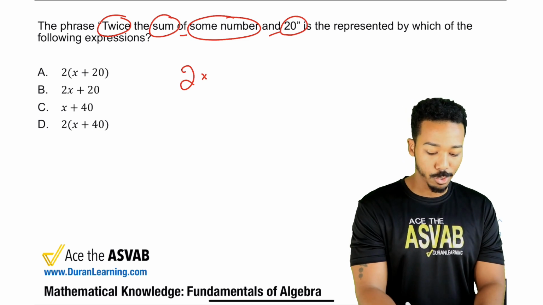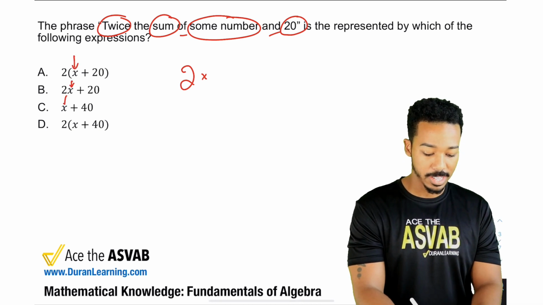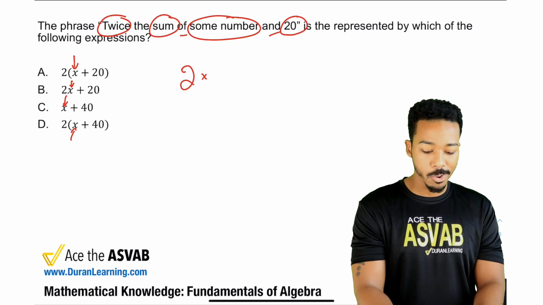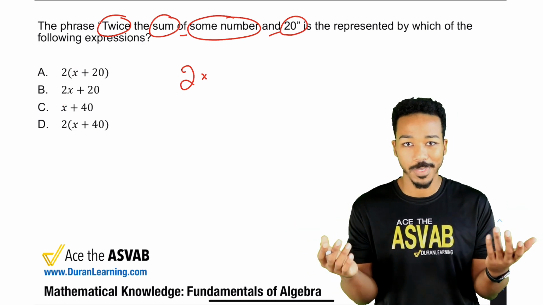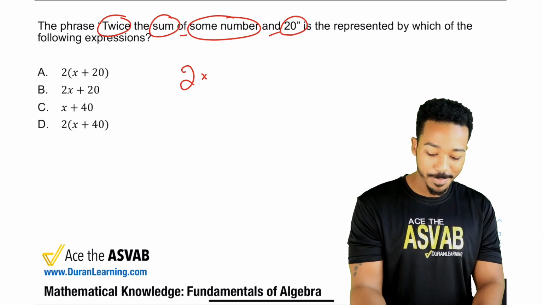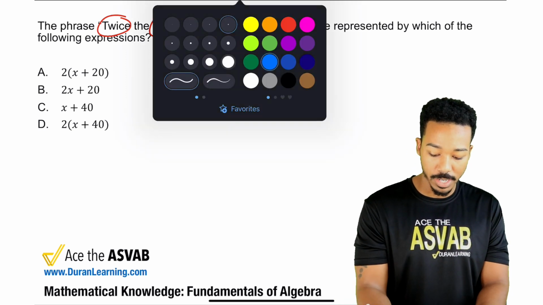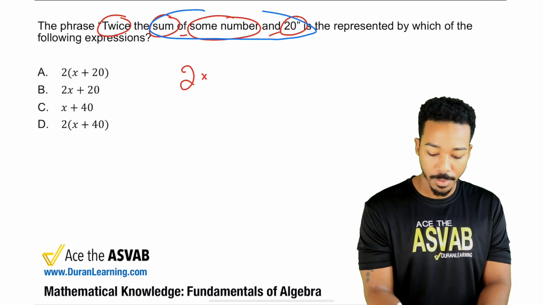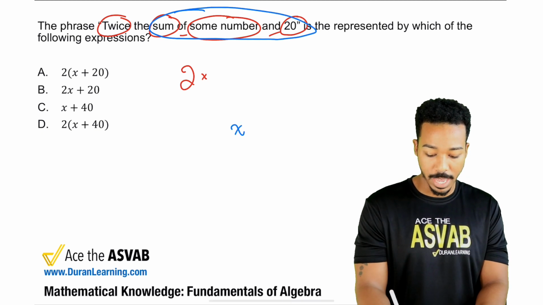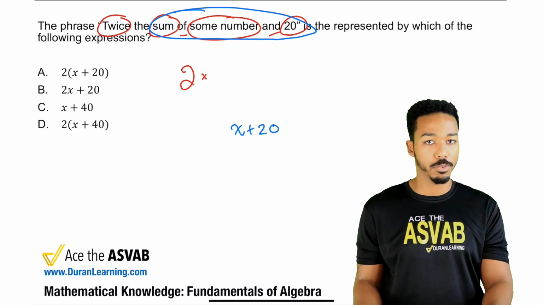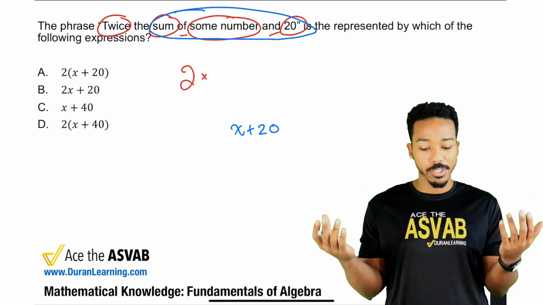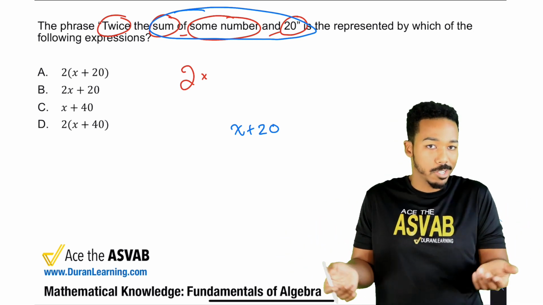If you're looking at the answer choices, you're going to see x, x, x, and x, right? So I think it's okay that we use x as the variable. So how do you represent the sum of some number and 20? Let me use blue here. The sum of some number and 20 would just be x plus 20. That's all it would be, right? The sum of some number and 20 is just some number x plus 20.